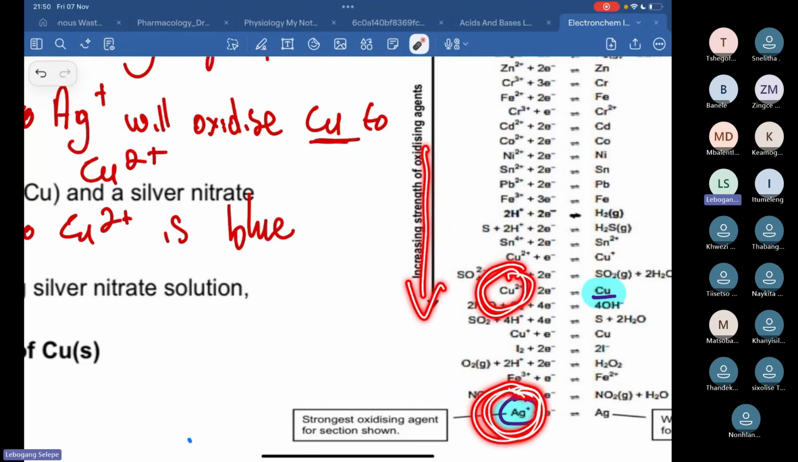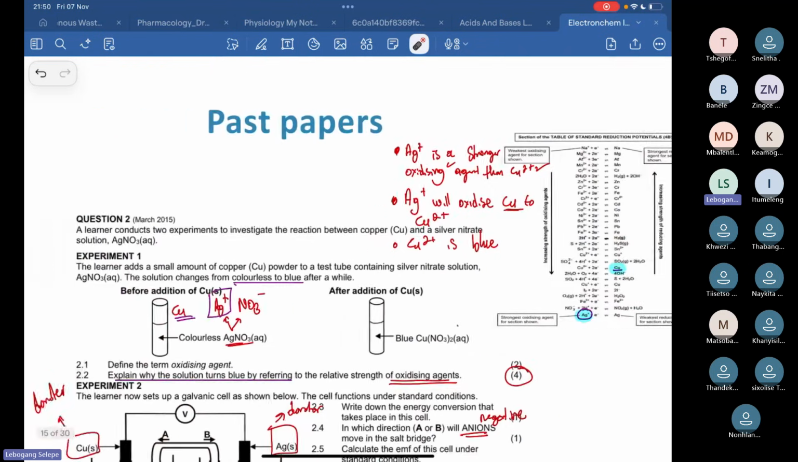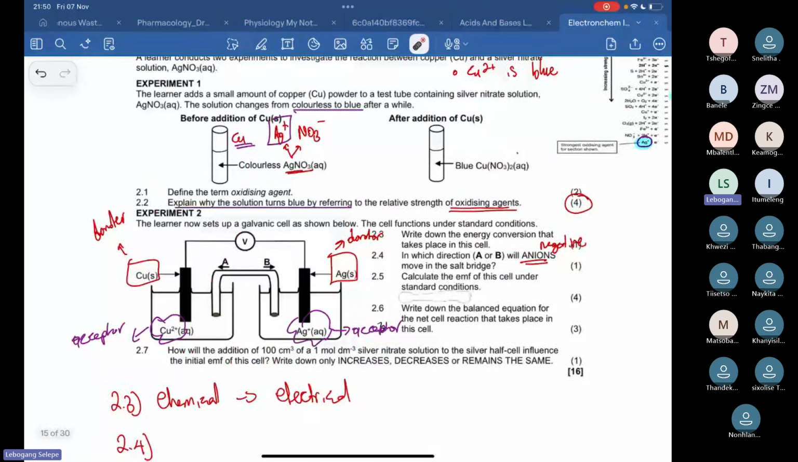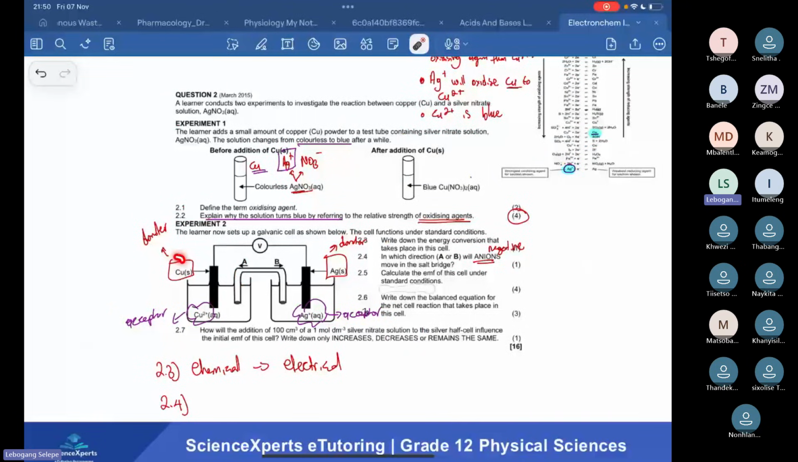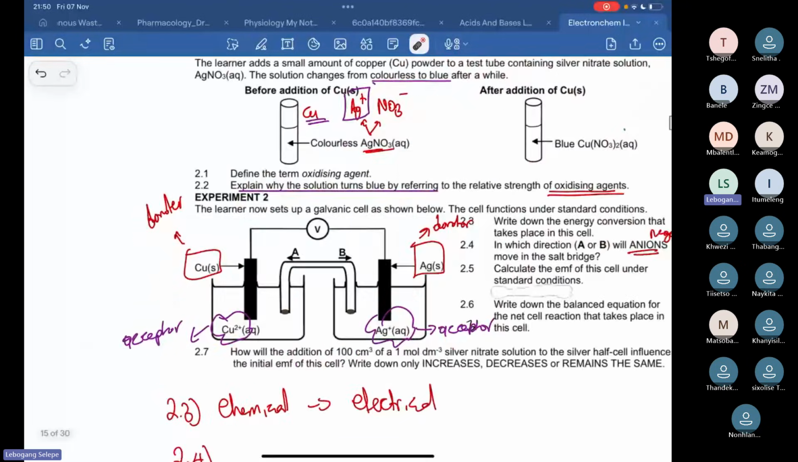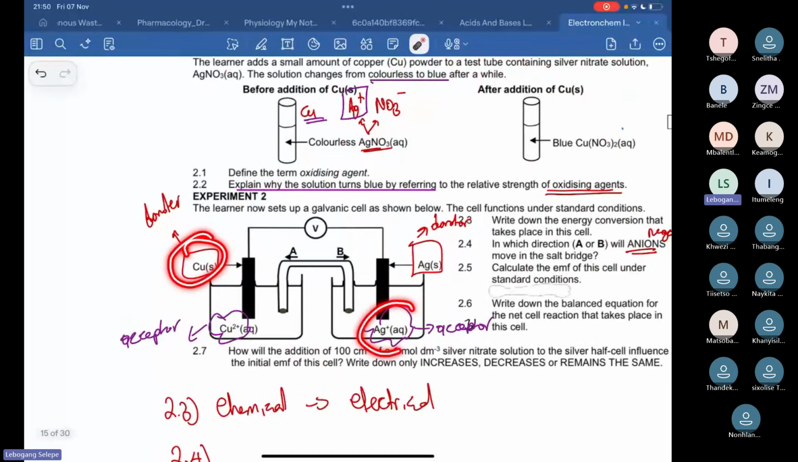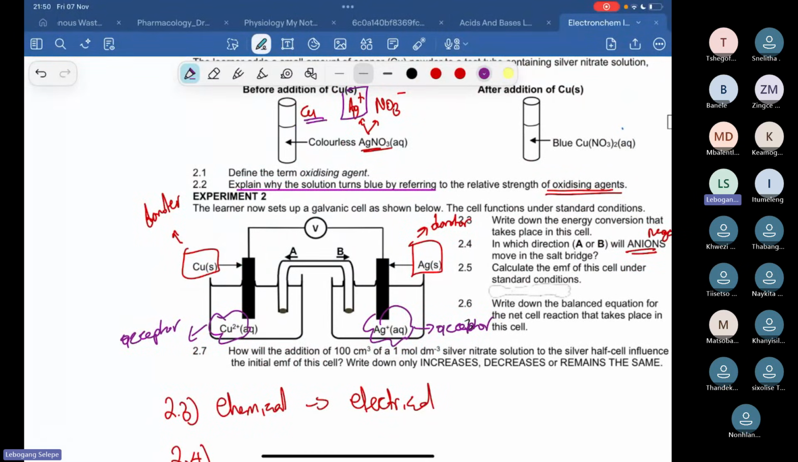So Ag plus would accept those electrons, not Cu2 plus. So the reaction would take place between Cu and Ag plus. But the electrons, in order to move from Cu to Ag plus, need to flow through this wire, right?